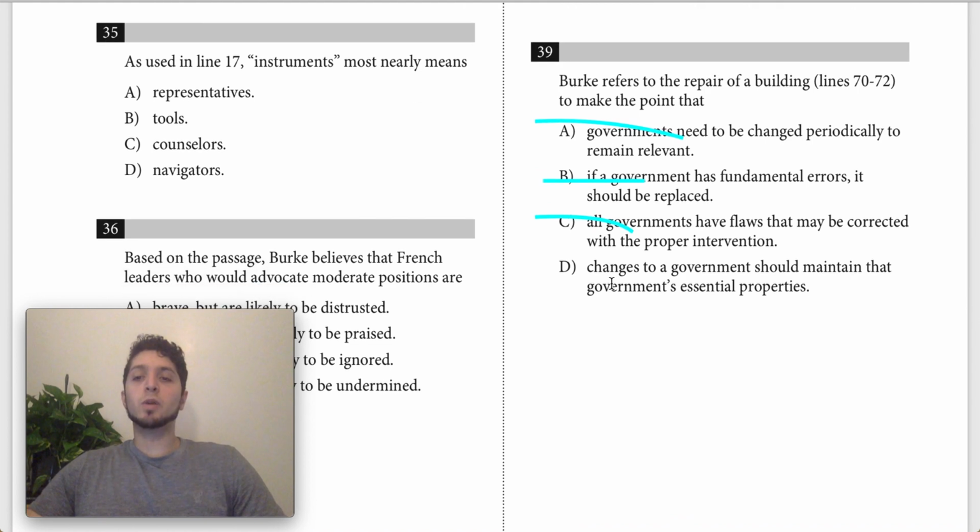D says that changes to a government should maintain that government's essential properties, and this really does match what we said about it, which is that any change that you make to a building, you want to keep in the same style, right? So he's using that metaphor to say that any change you make to a government, you should keep in the same style. Keep the essential properties, don't completely change it, just make the repairs that you need to restore it back to what it was. So let's choose answer choice D for question 30.